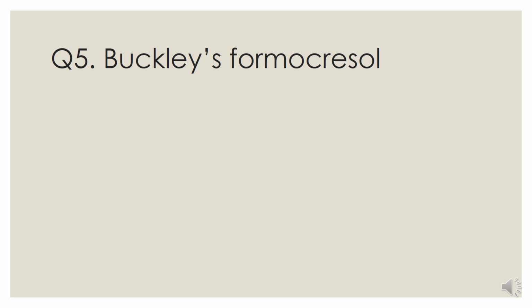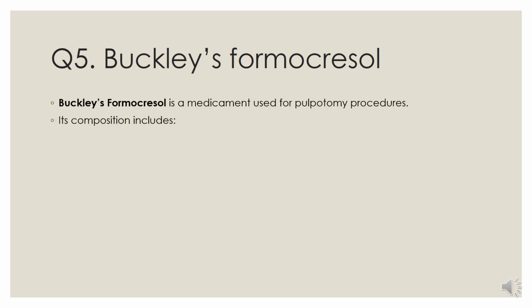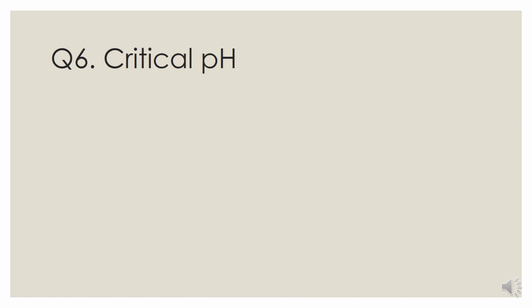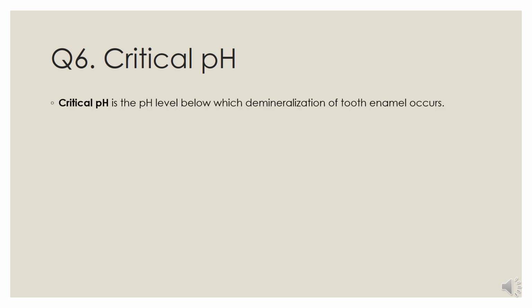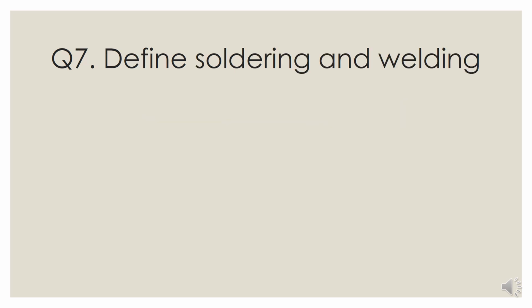Question 5 is Buckley's formocresol. It is a medicament used for pulpotomy procedures. Its composition includes formaldehyde 19%, cresol 35%, glycerine 15%, and water 31%. Question 6 is critical pH. It is the pH level below which demineralization of tooth enamel occurs. For dental enamel, the critical pH is approximately 5.5 to 5.2.